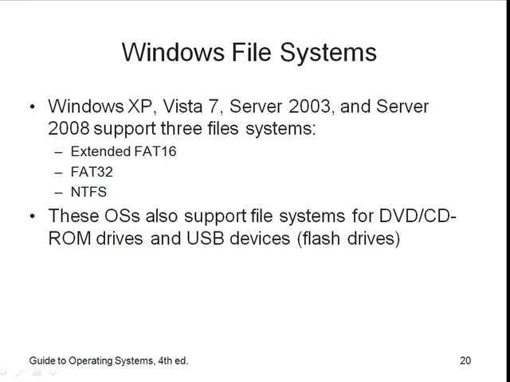Now, in Windows file systems, we have several file systems that we can support. Windows XP, Vista, 7, 2003, and Server 2008 will support 3 file systems: Extended FAT16, you don't see a lot of that anymore, FAT32, and of course today's big standard NTFS, which by the way is the default file system for Vista and 7. Now, these operating systems also support file systems for DVD, CD-ROM drives, and USB devices, which we call flash drives.